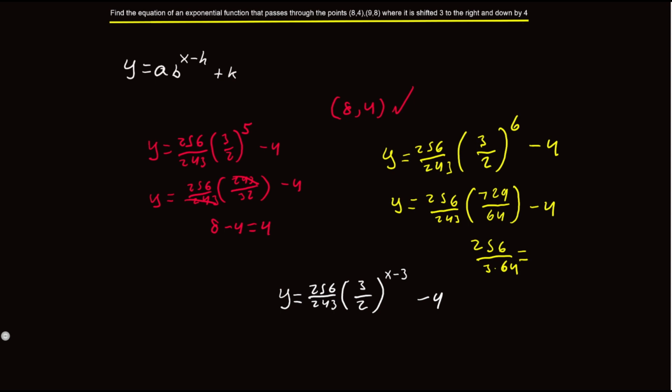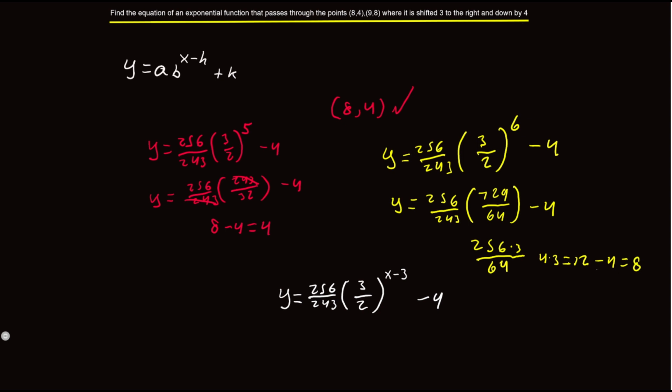Wait, let's see. Okay, so we are not wrong. Oh no, never mind. The 3 should not be on the bottom. It should be on the top. So we have 64 times 3. And with that, we have 256 divided by 64, which is 4. So we have 4 times 3 is equal to 12, minus 4, which gives us 8.